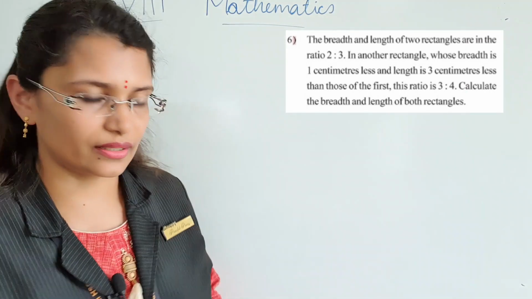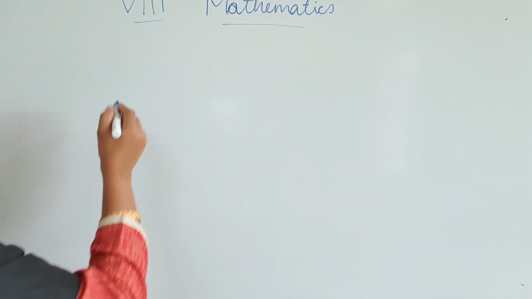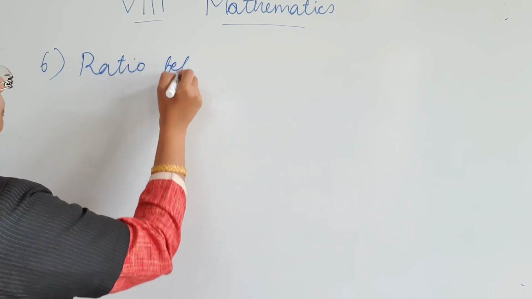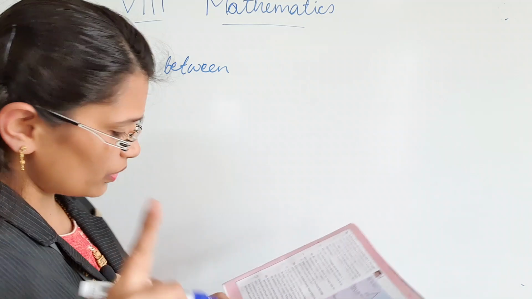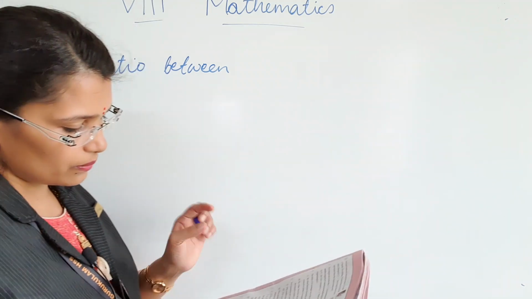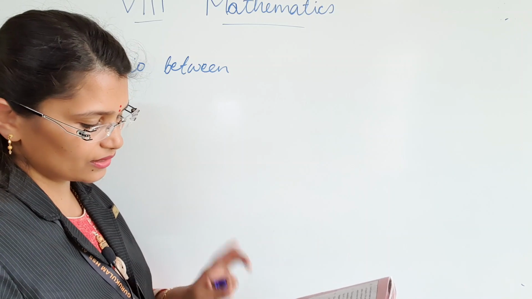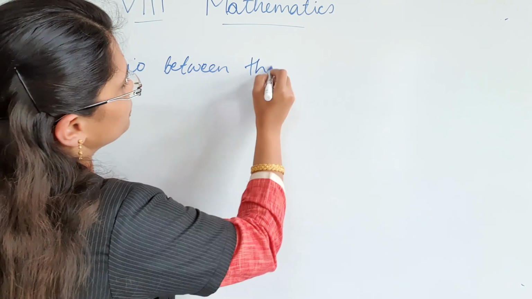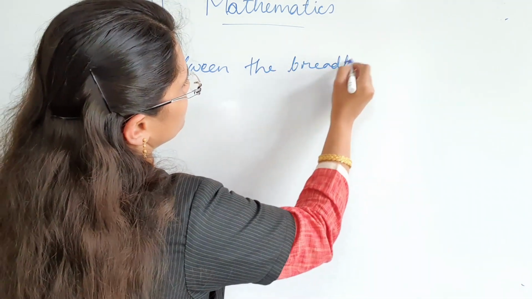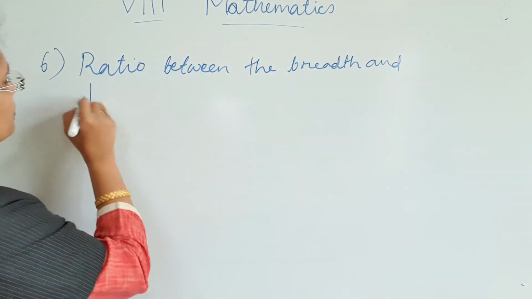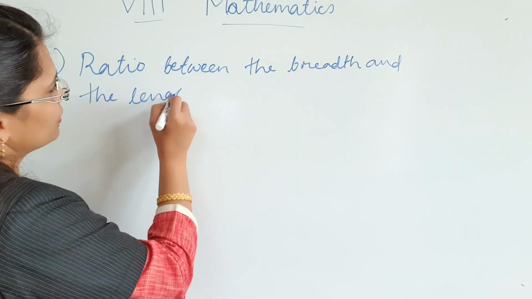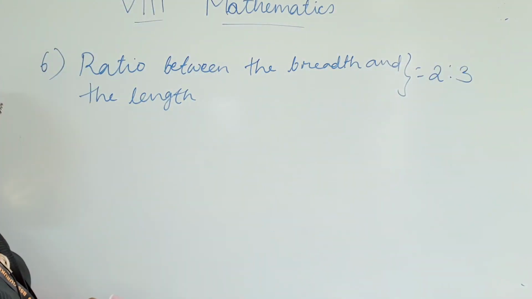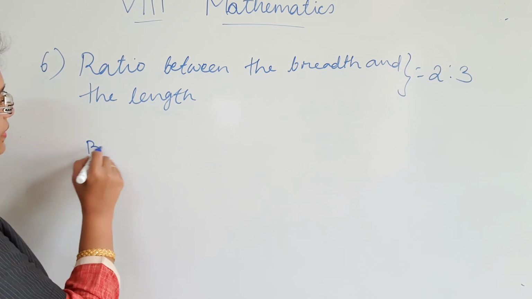So, how to do this, children? Let's see. First, write the ratio between the breadth and the length. The order is very important, right? So, the breadth and length of two rectangles are in the ratio 2:3. So, ratio between the breadth and the length is equal to 2:3. Breadth of the first rectangle.